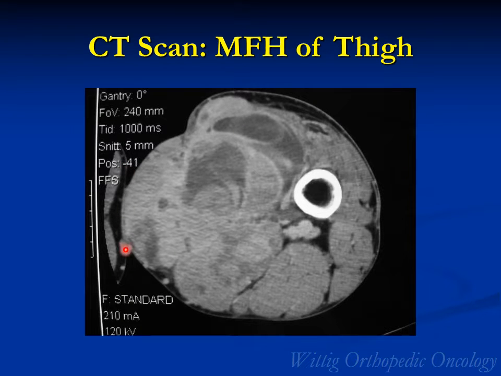This is the CAT scan of the MFH of the thigh. Again, there's no underlying bony erosion with this tumor, but CAT scans may be useful for detecting that. And you see a large mass here with different attenuations, but these areas are probably areas where it's undergone necrosis and hemorrhage, similar to what you see on the actual MRI.